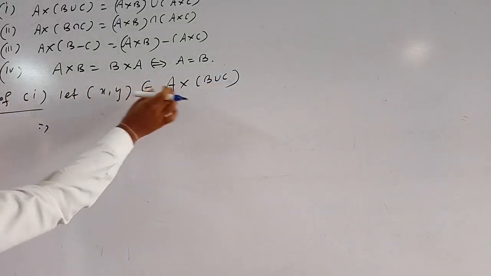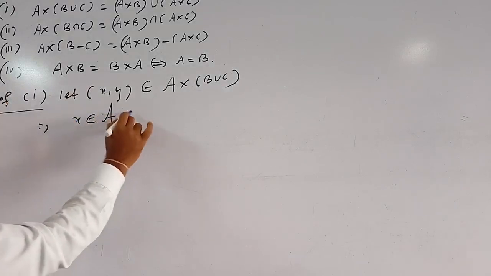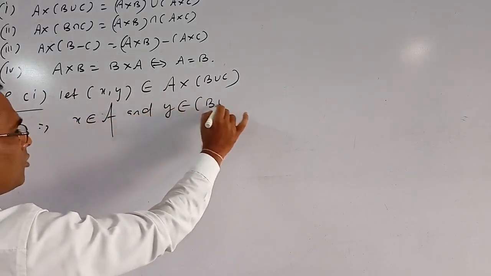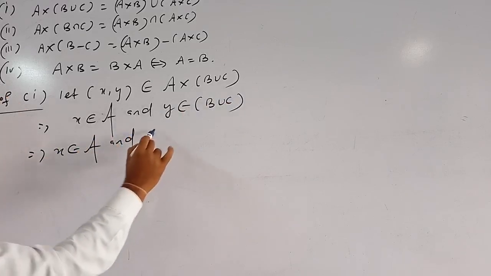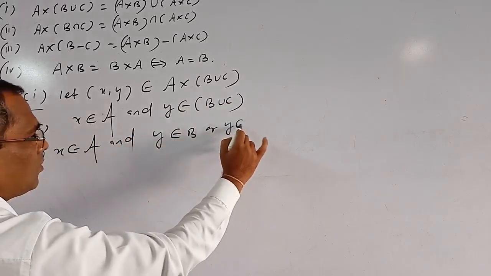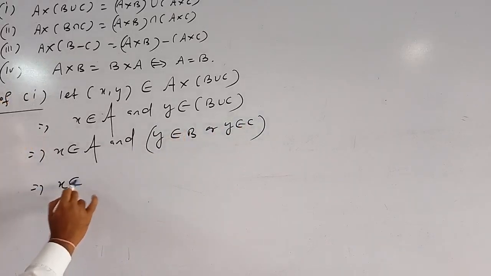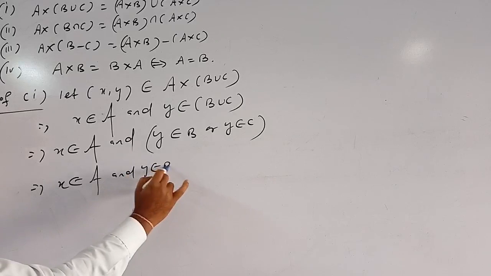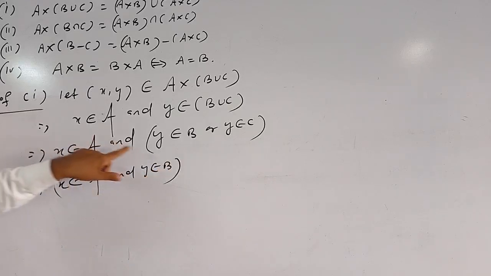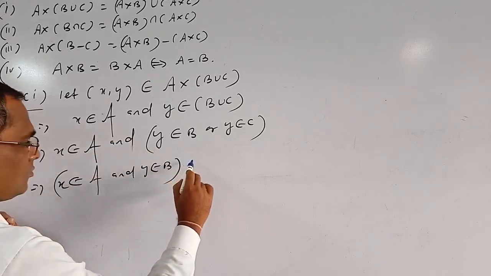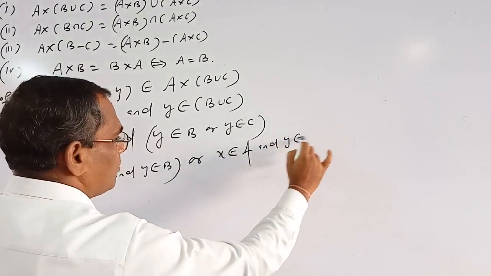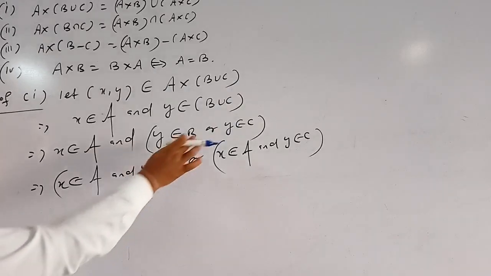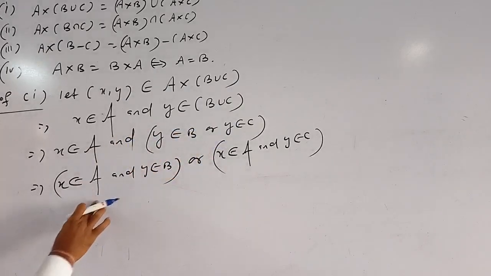So ordered pair (x, y) belongs to A cross (B union C) means x belongs to A and y belongs to B union C. Okay, that implies x belongs to A and y belongs to B union C means y belongs to B or y belongs to C. That implies x belongs to A and y belongs to B, or x belongs to A and y belongs to C. Because we open the bracket and multiply: x belongs to A and y belongs to B, or x belongs to A and y belongs to C.